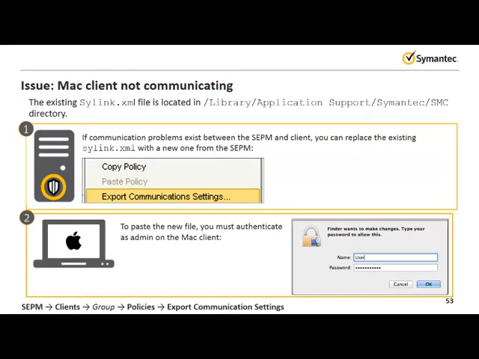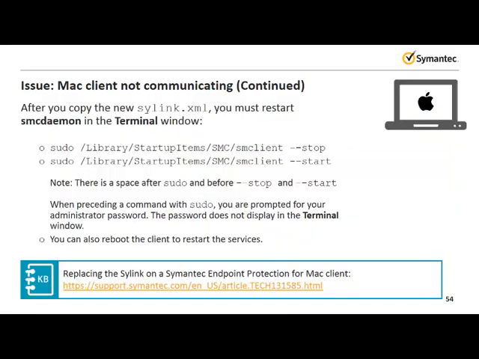If there are communication problems between the SEPM and client, replace the existing silent.xml with a new one from the SEPM. You can also restore client-server communication on a Mac by creating a package using the Client Deployment Wizard. In this example, I'm copying the silent file to the SMC directory. For the changes to take effect, I'm restarting the SMC daemon. Now I can see that the client is communicating.